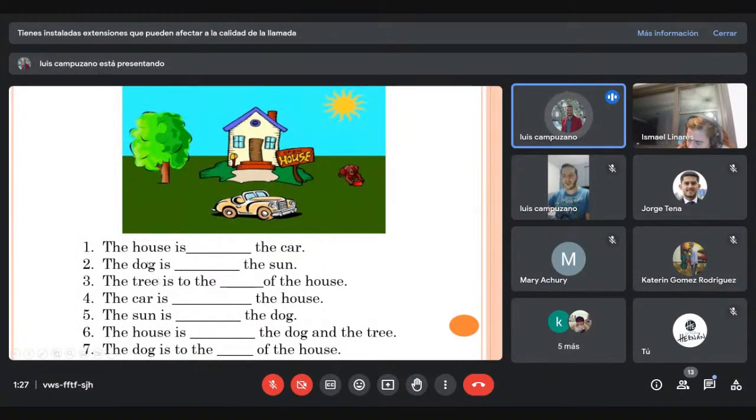I'm going to go now with Claudia. Claudia, the house is the car. So what preposition can we use there for number 1? Here is the house. Here is the car. What do you think? Maybe you're speaking on mute, Claudia. I can't hear you.